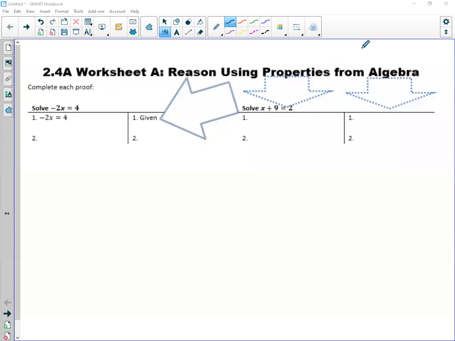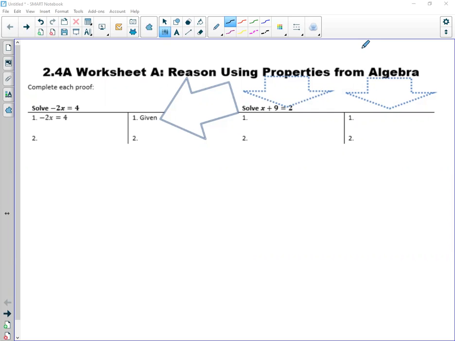So 2.4 is all about solving proofs. We are just going to take our proofs, and what you can see from a proof is that it is based on a table. Each proof has two different columns. One of them is called a statement column, and one of them is called a reason column. Most of the time in this class, I will give you the statement column. Not all of it, but most of it. There will be some times you have to fill some things in.